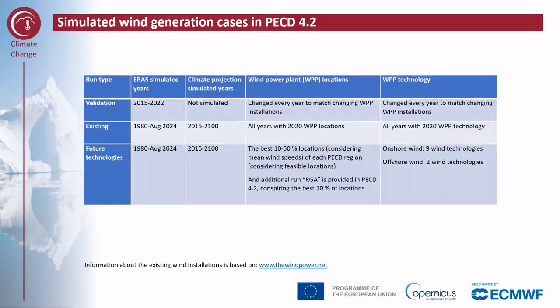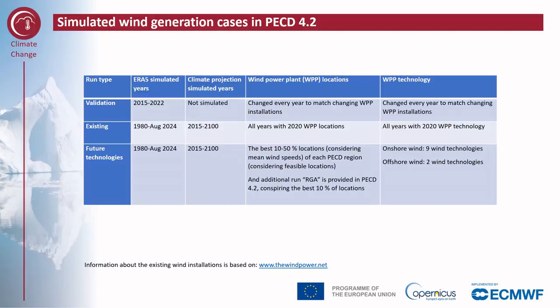Here is an overview of the different type of runs we do in PECD 4.2 for wind power. We have a validation run, which is used to validate the methodology against measured data. In this run, importantly, we adjust the wind power plant locations and technology data for every different year. So if there are higher hub heights installed, different type of turbines, it's going to be included in the run.